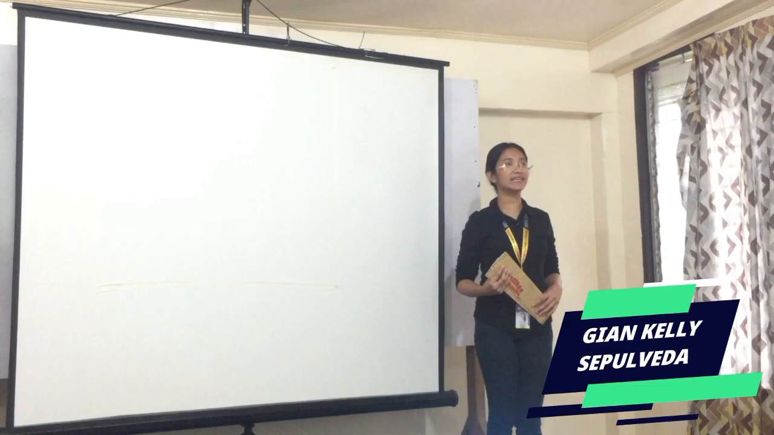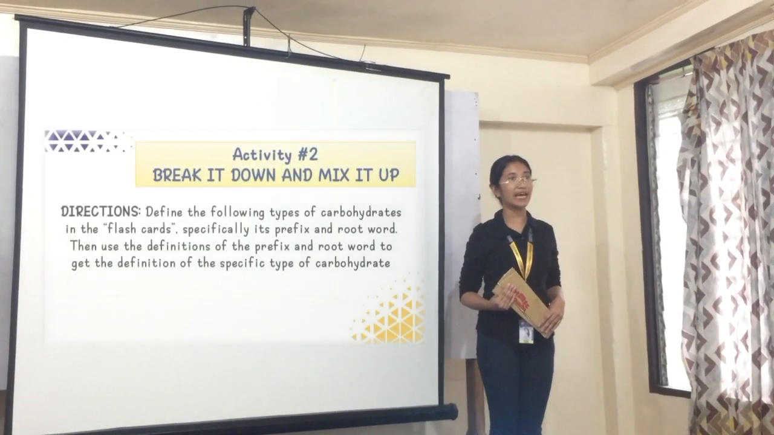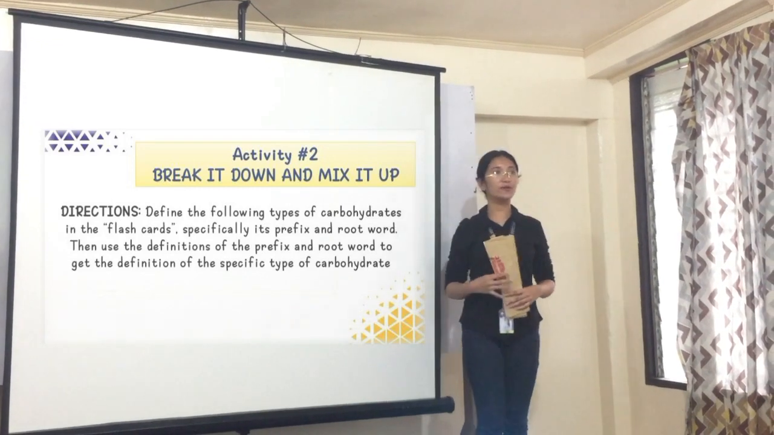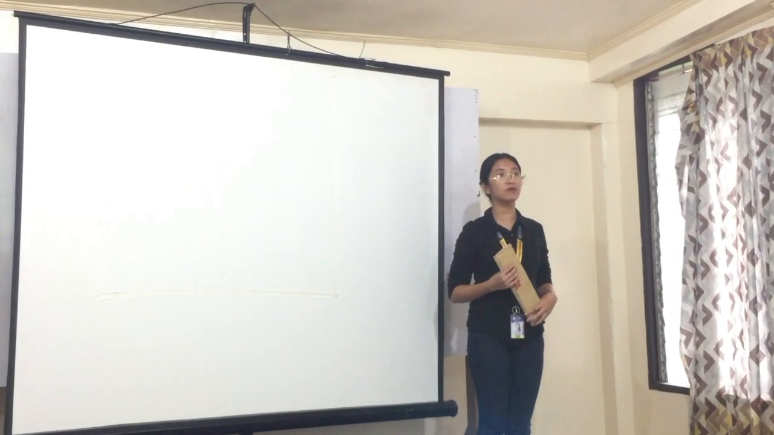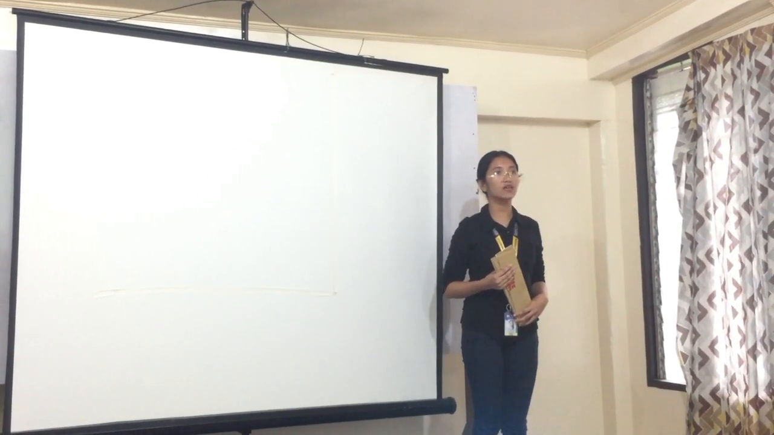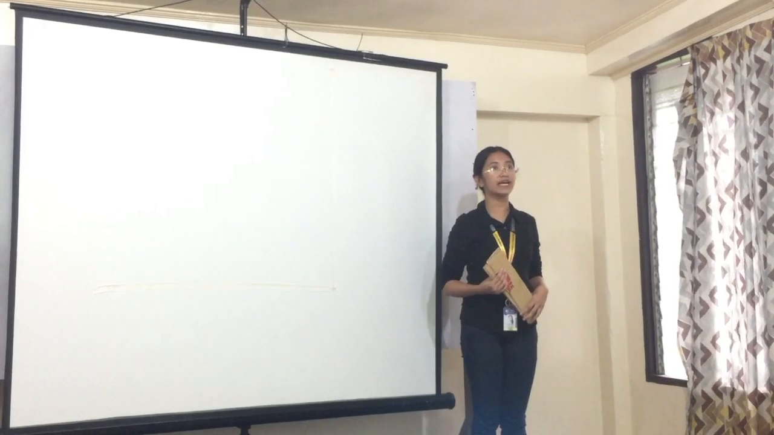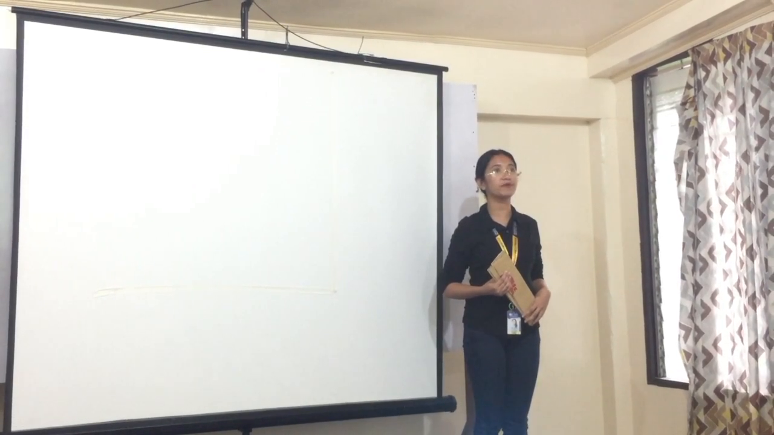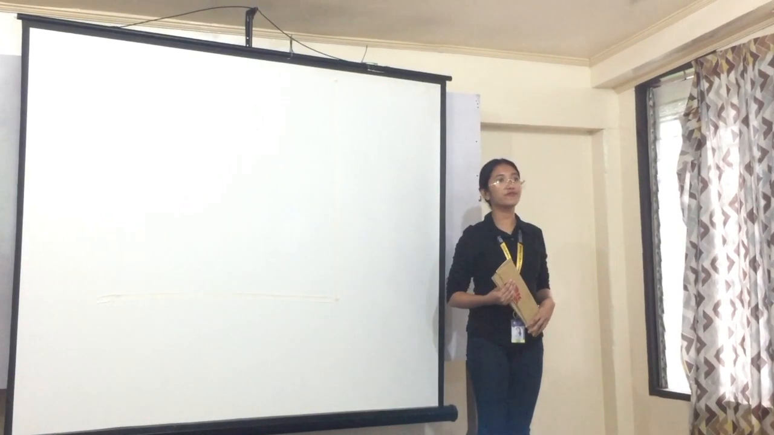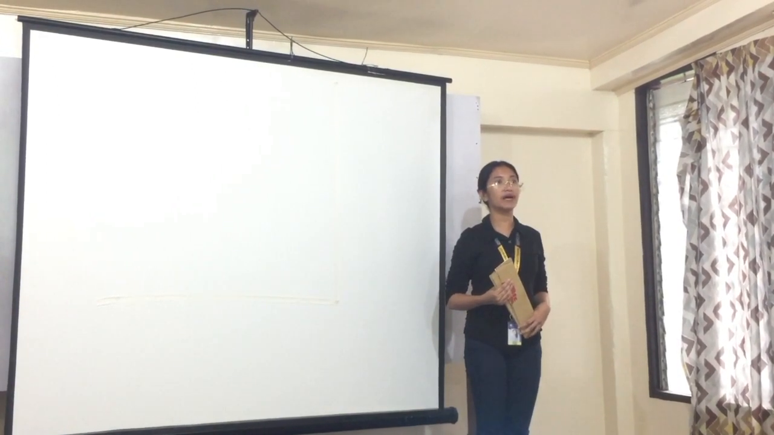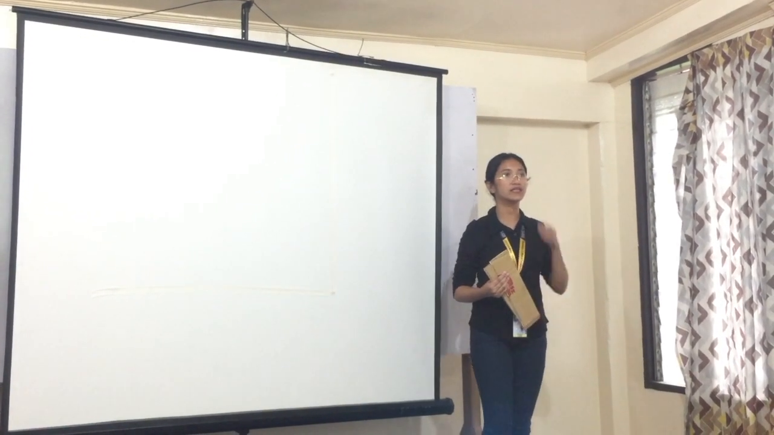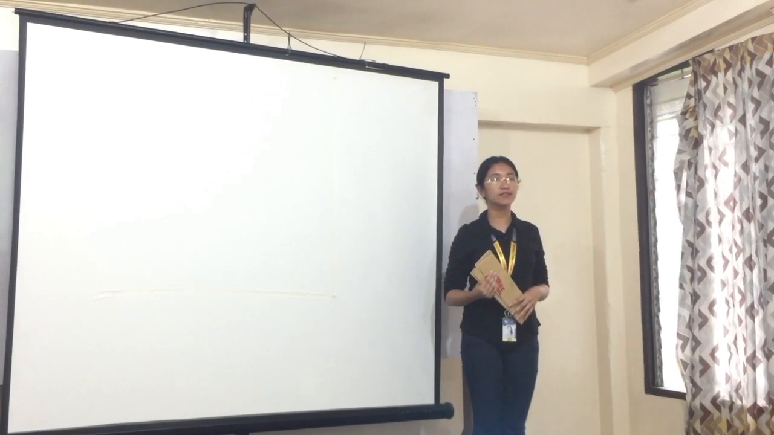Let us now proceed to our next activity entitled Break It Down and Mix It Up. Everyone, kindly read the direction. Okay, thank you. So in this activity, I will be showing you flashcards which have the types of carbohydrates written on them. What you're going to do is to define the following types of carbohydrates by separating each into two words, its prefix and the root word. Then define both separated words and combine their definitions to get the definition of the specific type of carbohydrate. Do you have any questions?